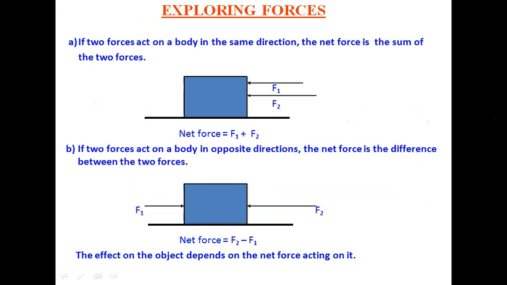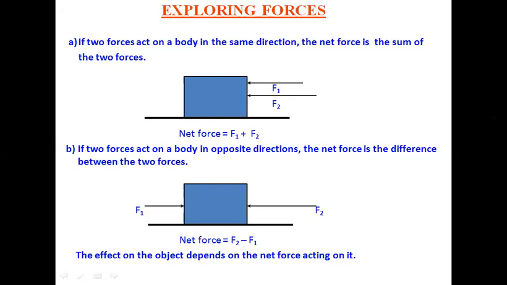First characteristic of force is when two forces act in the same direction, the net resultant force on an object is the sum of these forces. As you can see in the image, F1 and F2 are the two forces that are acting in the same direction on an object. So in this case, net force, that is the sum of all the forces, will be equal to F1 plus F2.